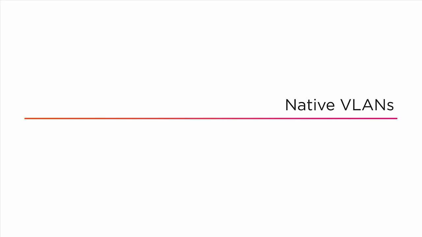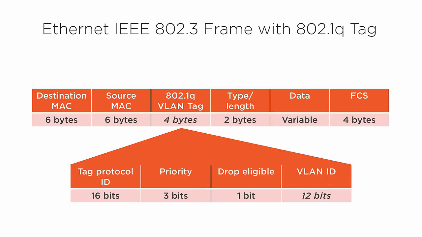Earlier, we saw some errors about a native VLAN mismatch. We're going to look at this error in more detail and figure out exactly what causes it. As you recall from earlier, 802.1q tagged frames contain a VLAN ID. When a frame for, say, VLAN 100 comes across a trunk, it's going to be tagged with a VLAN ID of 100. That's why these frames are called tagged frames.